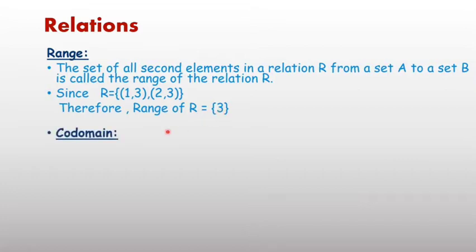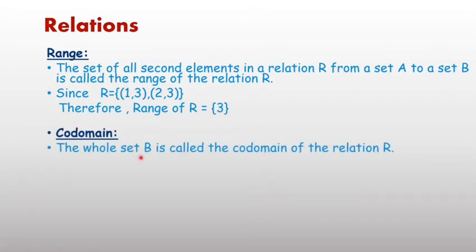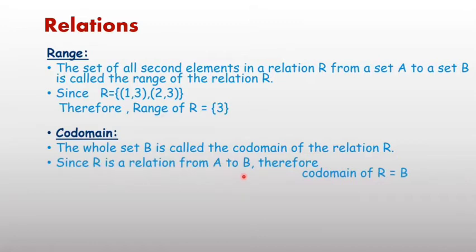And next, codomain. Codomain means set B. If R is a relation from set A to set B, then set B is known as the codomain of R. Meaning R is a relation from A to B, so the codomain of R equals set B.